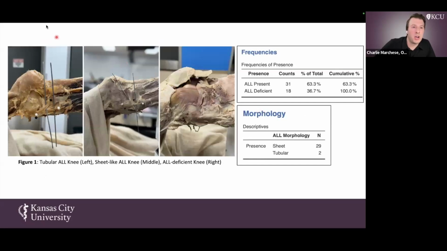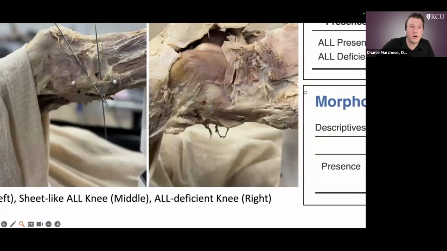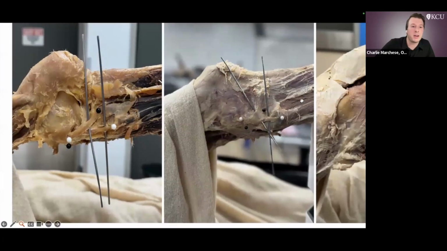This is an image of what we had in our lab, and I'm actually going to zoom in so we can see this a little bit better. So this left image here is more in line with what has been termed a tubular structure. So we can see here in white is our LCL. The structure marked by the black pins is our ALL. And this is tubular, which means that it's thicker than, I guess, the sheet structure on the right.